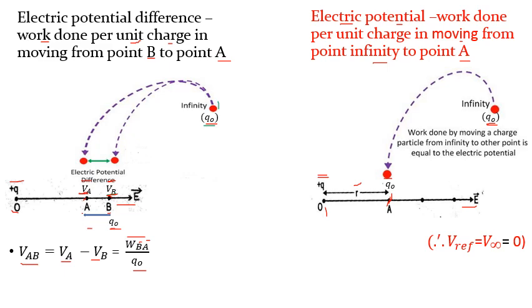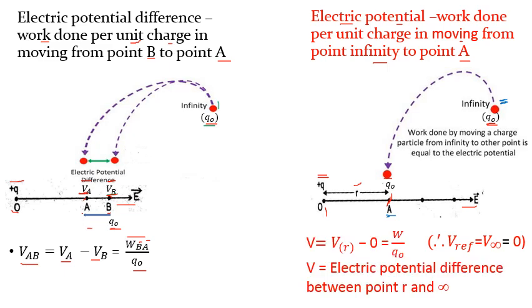So to bring this unit charge from infinity to this particular point A, the work done per unit charge is the electric potential. Now here also two different points are considered. This is the point at infinity, where there is no potential or zero potential, and this is the point A to which we have to bring it. Means this electric potential is the difference in the potentials between these two points. Which are these two points?